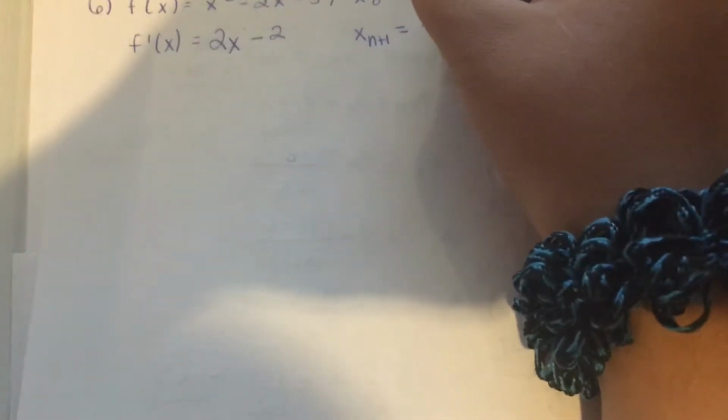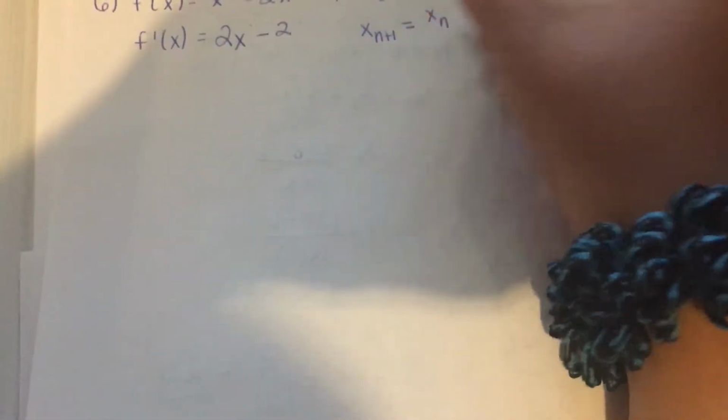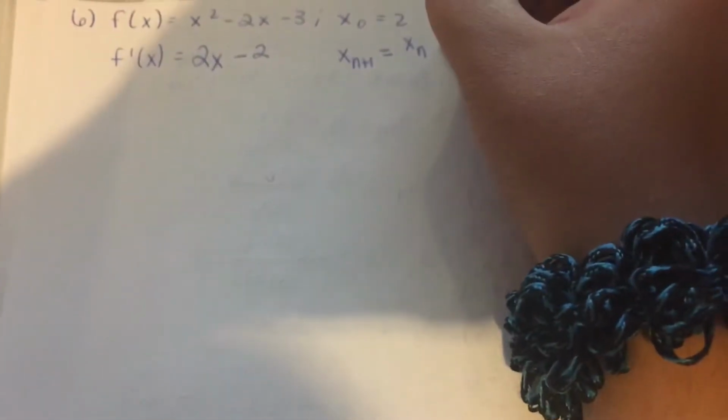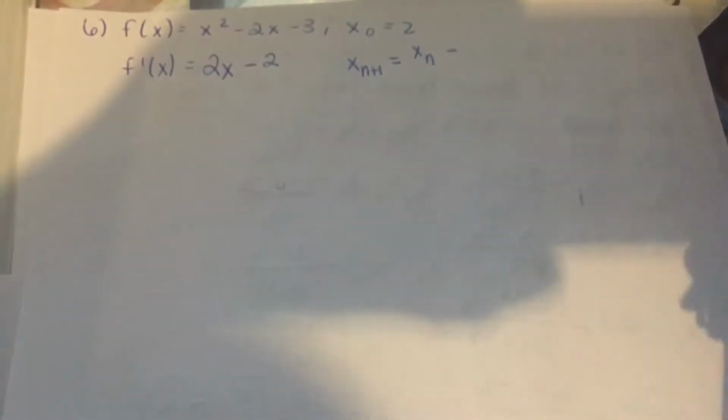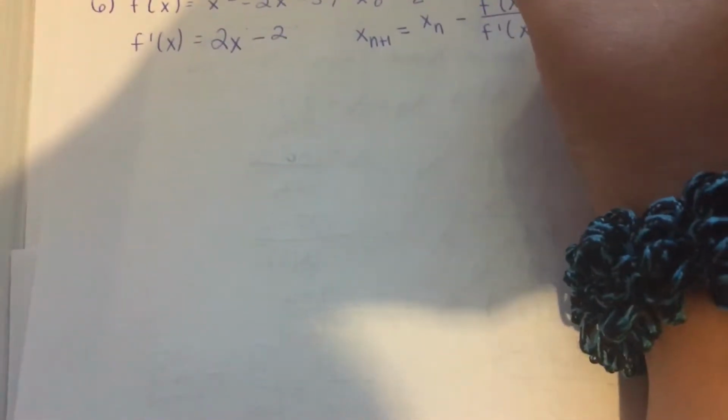Then we're going to do Newton's formula. Again, Newton's formula is this. I realize that the more you write Newton's formula, the more you start to memorize this stuff. There we go: x sub n plus 1 equals x sub n minus f of x sub n over f prime of x sub n.